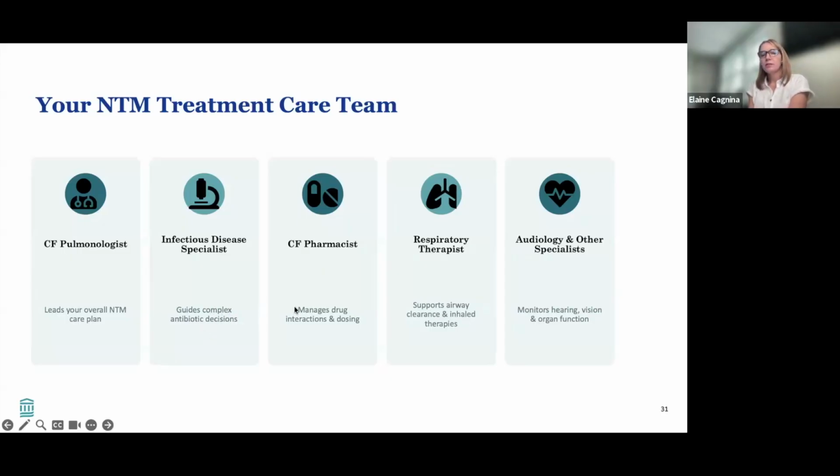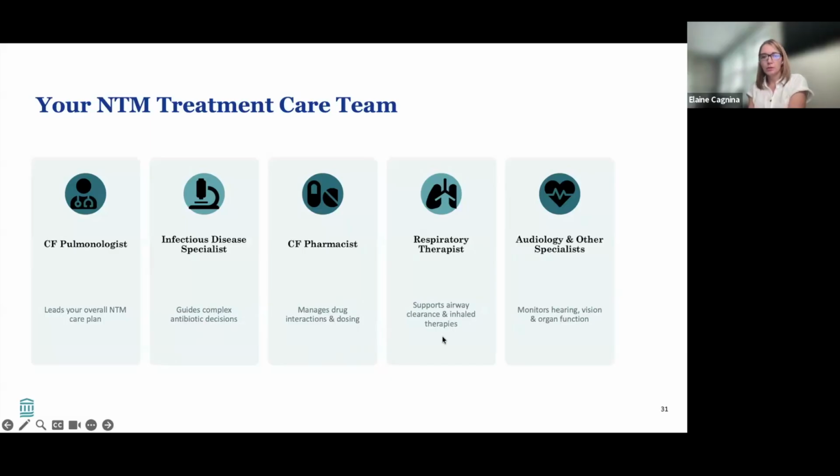A CF pharmacist is critical to this. They will be the ones who look for drug-drug interactions. They will often be the ones who are managing labs and toxicities. They'll be the ones talking to you about side effects. They'll be the ones adjusting the dosing. The CF pharmacists are worth their weight in gold in these kinds of treatment decisions.